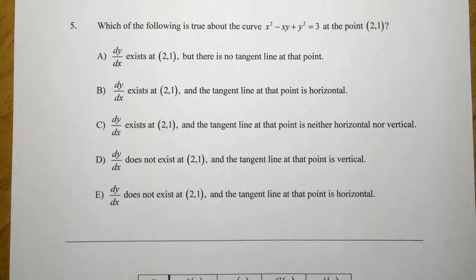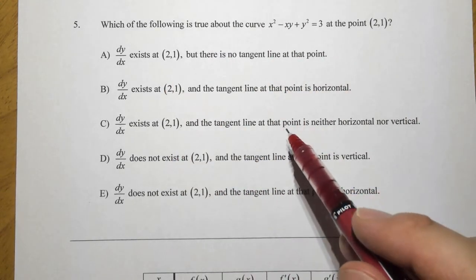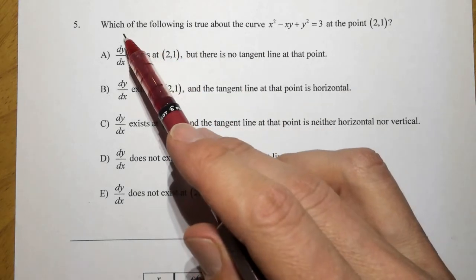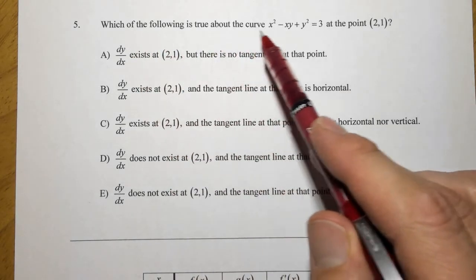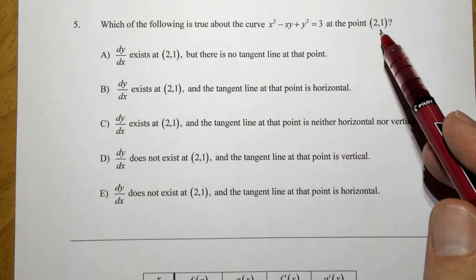Here's page 2 of the study guide. Problem number 5, we see some pretty extensive answers here. So before we do any work, let's try and figure out what we have to do. We see which of the following is true about the curve x squared minus xy plus y squared is equal to 3 at the point (2, 1).